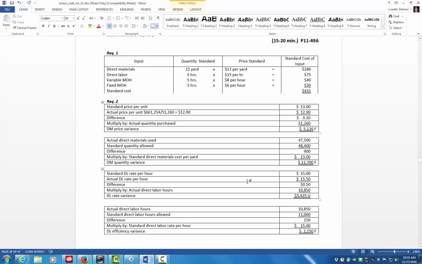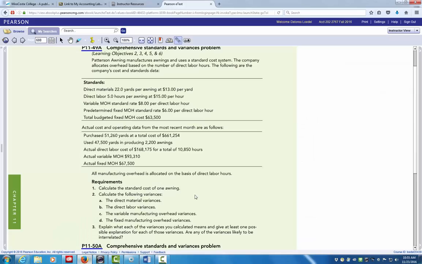That is calculated from the information given as your actual direct labor cost of 168,175 divided by the total labor hours of 10,850, and that gives you $15.50. And again, this information here that I just plugged in is coming directly from the problem. I'll show you that real quick. 168,175 for a total of 10,850 hours. That gives us our actual direct labor cost.